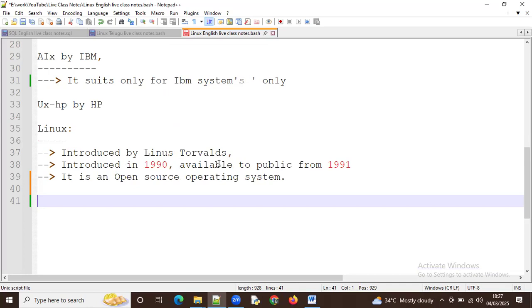Okay, we have discussed this much in the last class. Now we are going to discuss the difference between Windows operating system and Linux operating system.